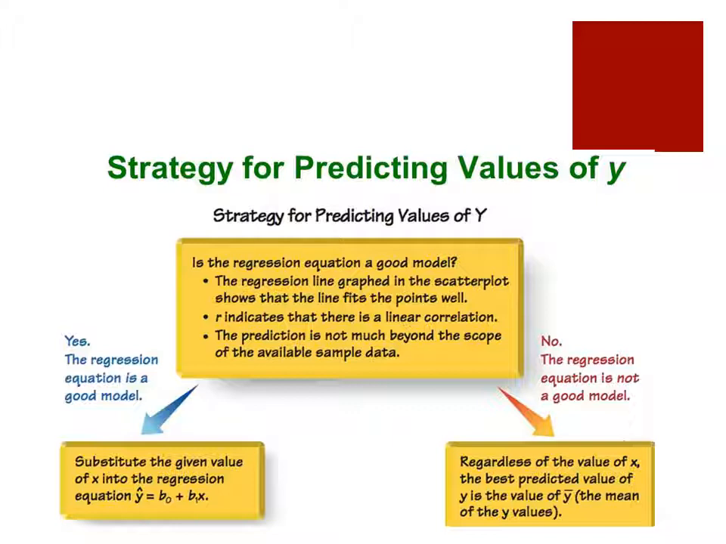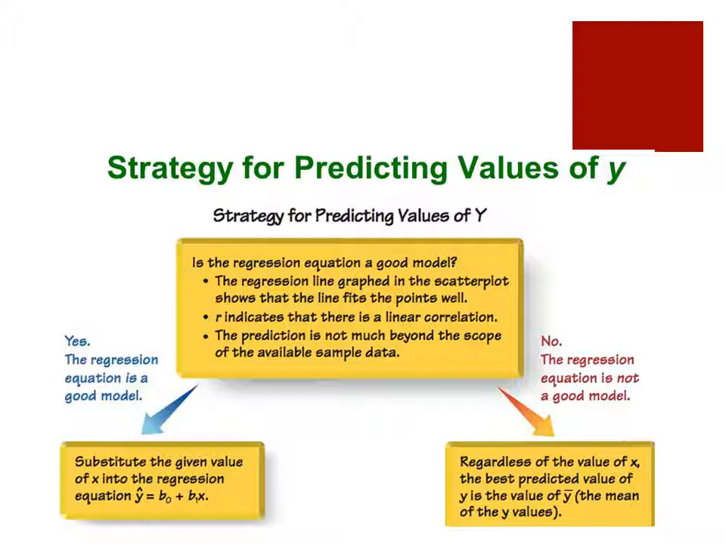The first thing we need to be asking ourselves is, is the regression equation a good model? Is it going to work or not? We have a regression equation. This is true. Is it actually going to be a good model or not? So there's three things we can look at. We look at the regression line graphed on the scatter plot, which shows whether the line fits the points well. So we've got our raw data, and we can look at our regression line as it graphs onto the scatter plot. We can look at our r. If we're working with something where for whatever reason we don't have the raw data, we're just given the r, we can use that as an indication of a linear correlation.